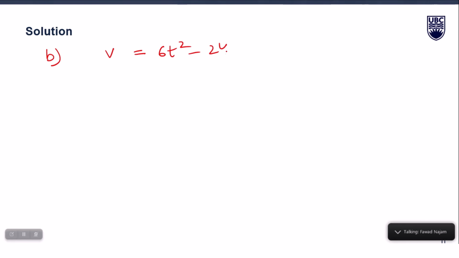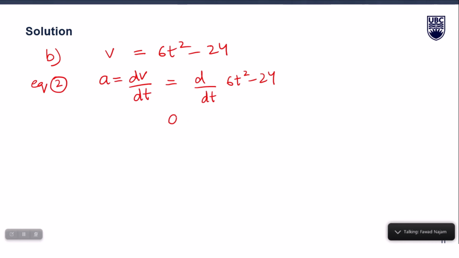So A will be dv by dt. Actually what I am doing is I am applying equation 2 here. So that will be d by dt of 6t square minus 24, which will give me A is equal to 12t, right? So I get a linear relationship between time and acceleration. It's a function between time and acceleration, and it is a linear relationship, right?